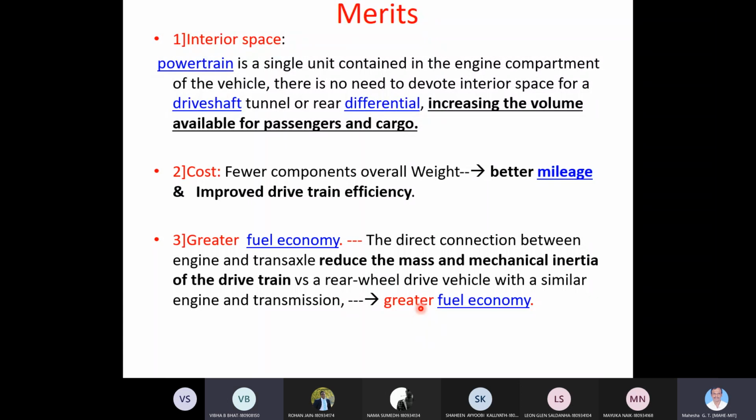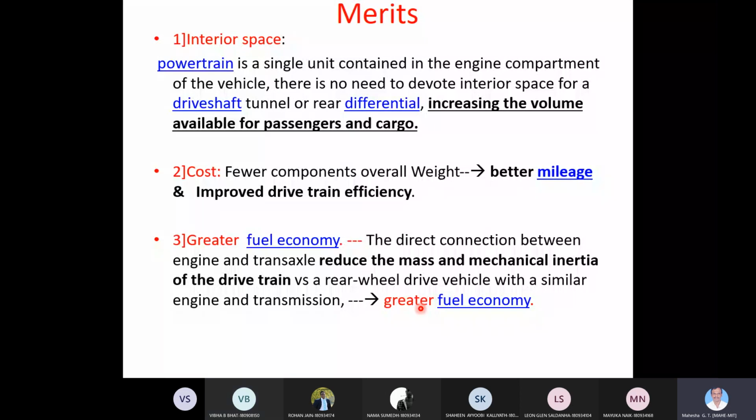Advantage 1, greater interior space available. Cost-wise, it is cheaper when compared to the other layouts, which we will take up later, maybe the rear wheel drive layout. Greater fuel economy is possible. I told you friction losses will be less. That's why there is some economy with regard to mileage that can be achieved.